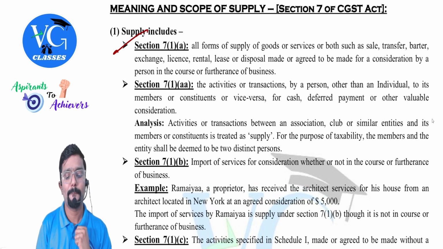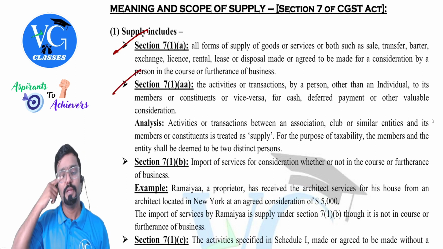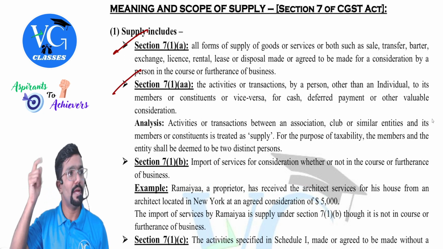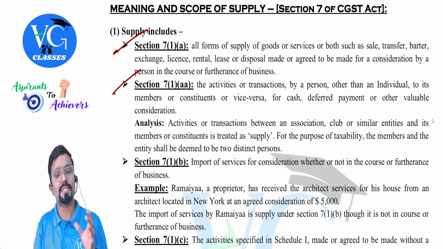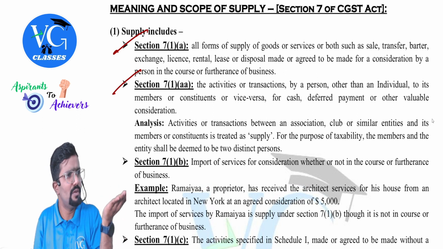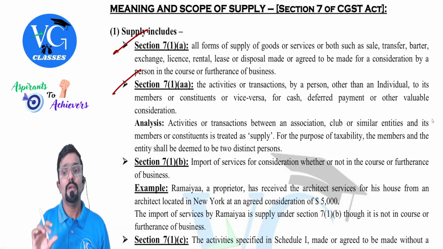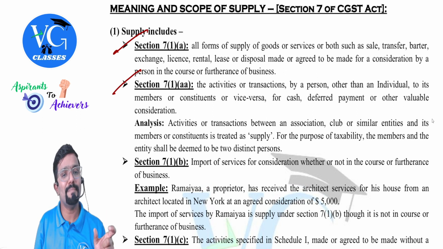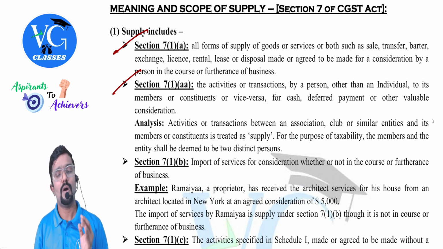Let me read it. Section 7.1a. The activities or transaction by a person other than an individual, to its members or constituents. Means the association is there. Is it an individual? No. Is a club an individual? No. Okay. It is giving services to whom? Members or constituents, or vice versa.